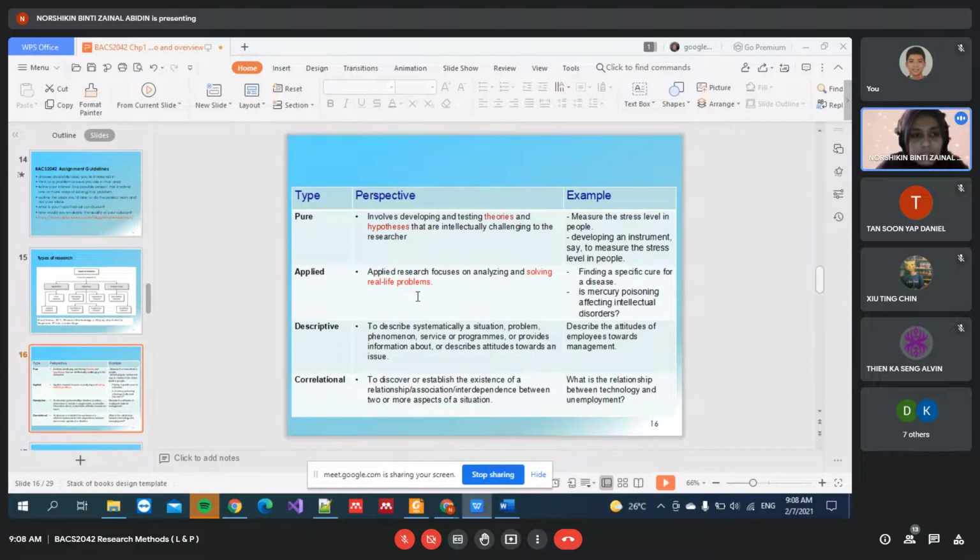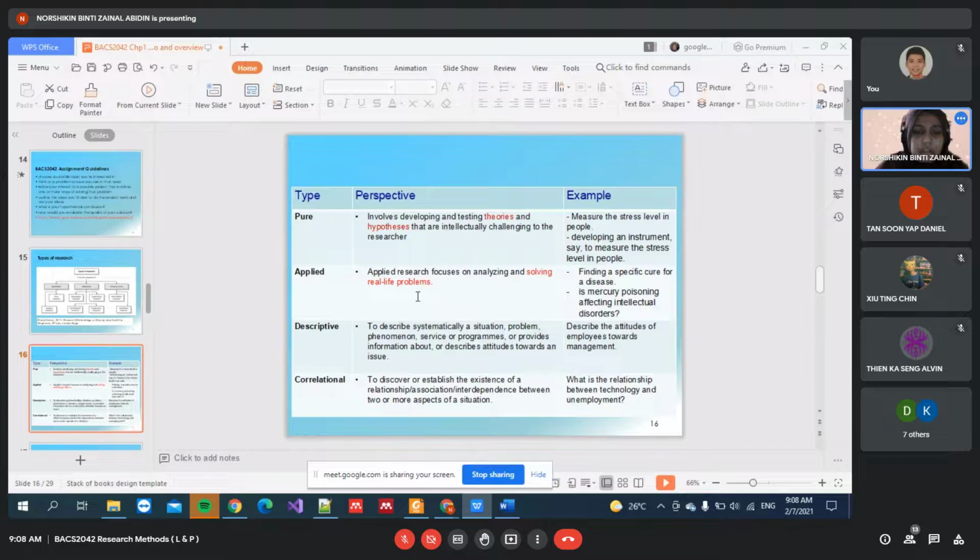And then applied research is a research that focuses on analyzing and solving real life problems. For example, applied research is a research that you conduct to find a specific answer for a specific solution. Here in the example you can see finding a specific cure for a disease. So they want to solve a problem or find the solution for a specific disease, any specific disease. That's the applied.